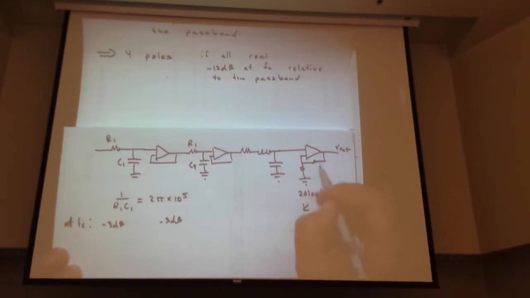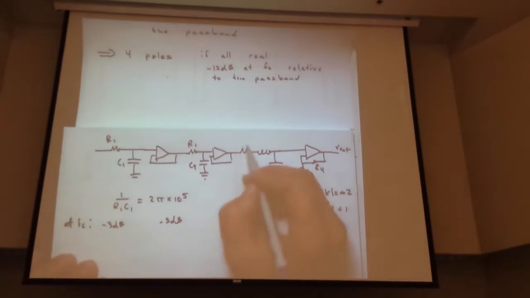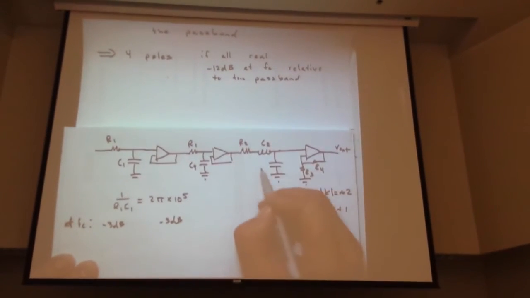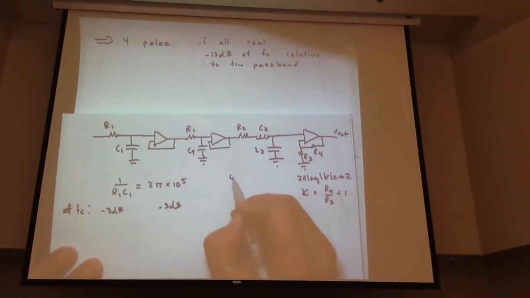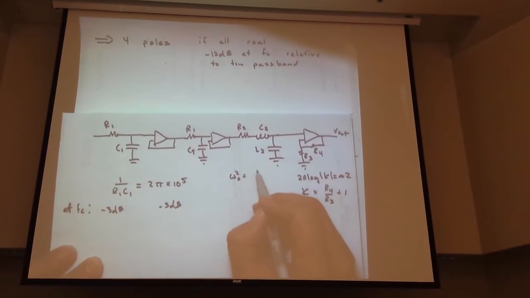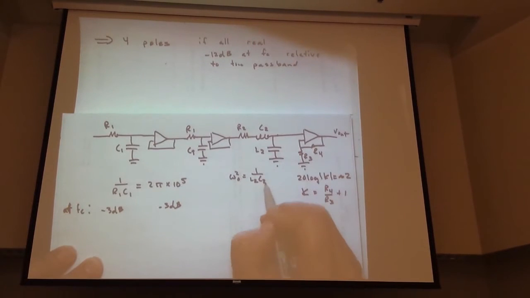Where K, call that R4, call that R3. K equals R4 over R3 plus 1. And then we have some R2, C2, and L2 for consistency. What do we know? This is an RLC series circuit, omega naught squared equals 1 over L2 C2.